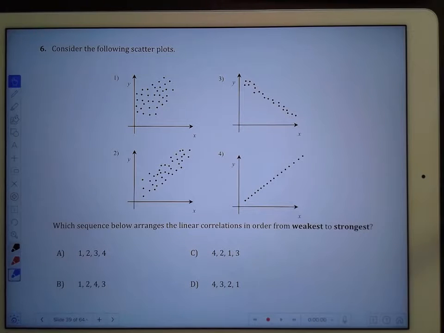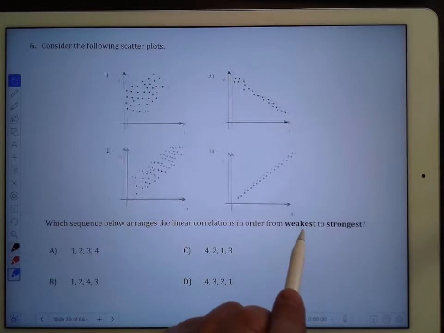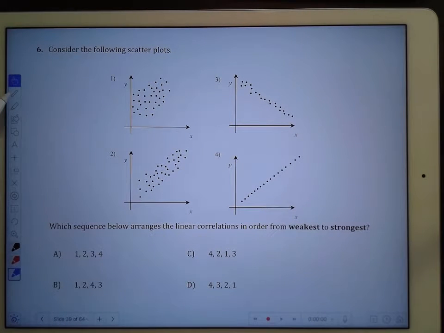Hey guys, this is correlation coefficient question number 6. Consider the following scatter plots. The question then says, which sequence below arranges the linear correlations in order from weakest to strongest?